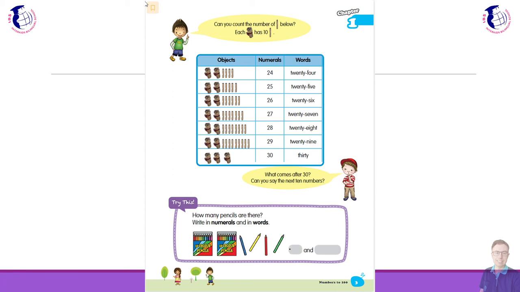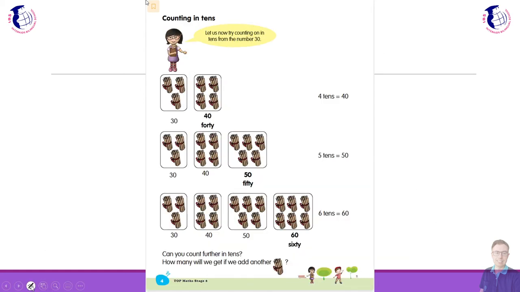So in numerals, it would be 2 and a 4, 24. Or in words, it would be T, W, E, N, T, Y, dash, F, O, U, R. Okay. So as you can see, that's the same as up here. Okay, let's have a look at the next page.